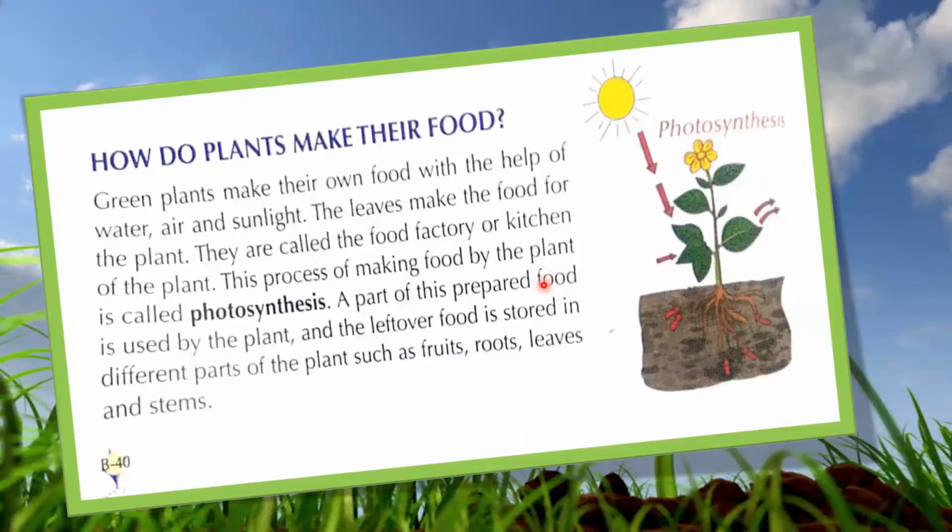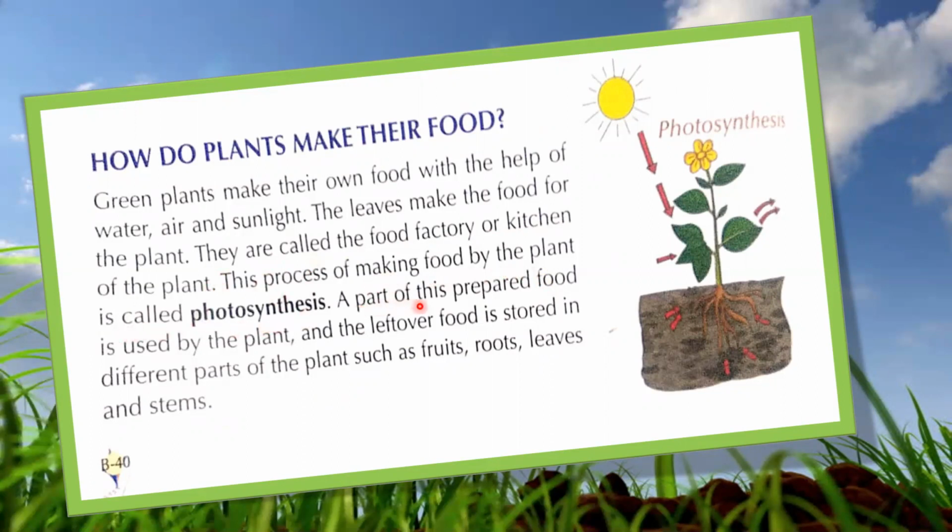Next is, how do plants make their food? Plants अपना food कैसे बनाते हैं? Green plants make their food with the help of water, air and sunlight. The leaves make the food for the plant. They are called the food factory or the kitchen of the plant. This process of making food by the plant is called photosynthesis.